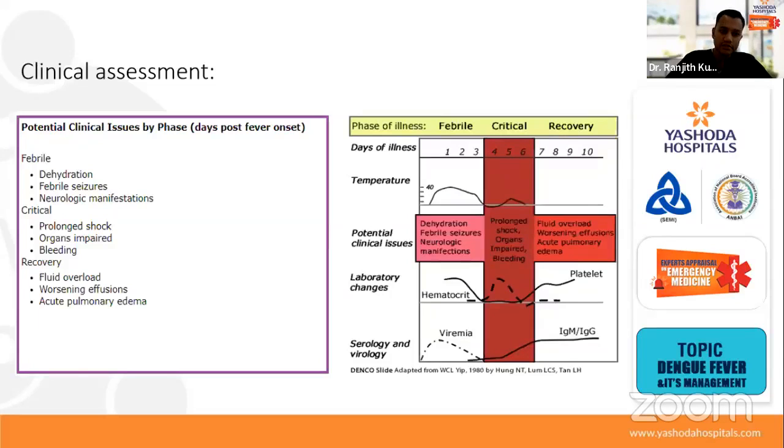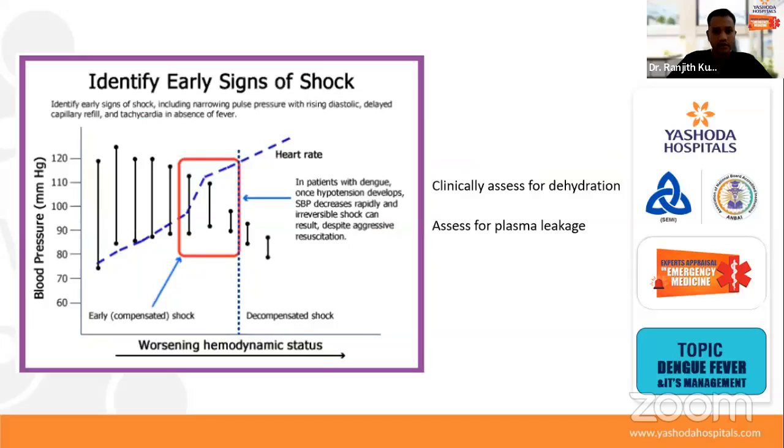The clinical issues we have already discussed are those we encounter usually during phasic dengue: dehydration, seizures, neurological manifestations, shock, bleeding, worsening effusions, pulmonary edema. Before patients go into shock, the pulse pressure decreases, which is a critical thing to be noted, because the diastolic BP increases and the pulse pressure narrows before you see a profound shock.